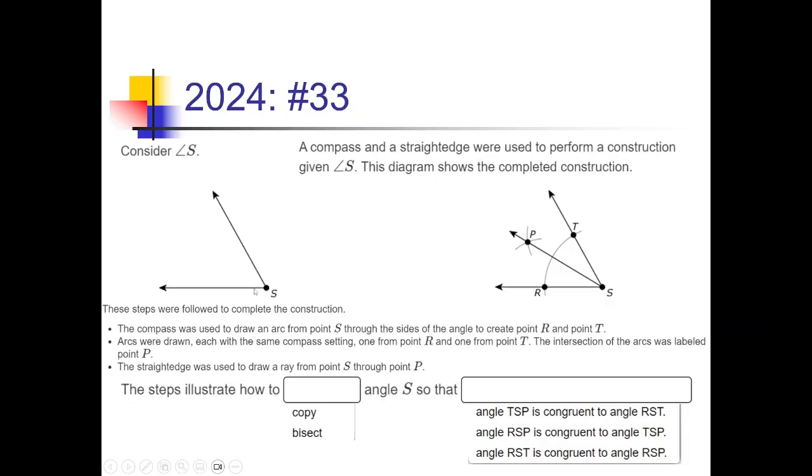For number 33, we're being asked to consider angle S. They did a little construction using a compass and straight edge, and they showed what they did in this diagram here. If you want to work through all these various steps, the basic idea is they set their compass here and used that at some angle to draw points T and R.